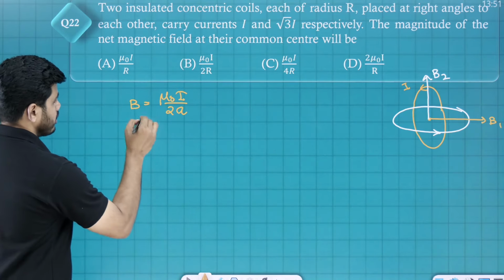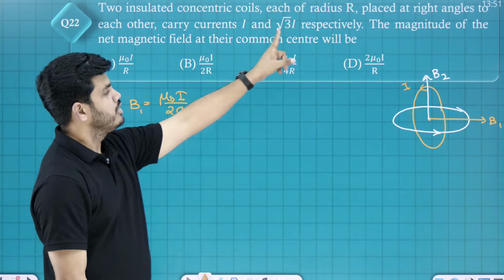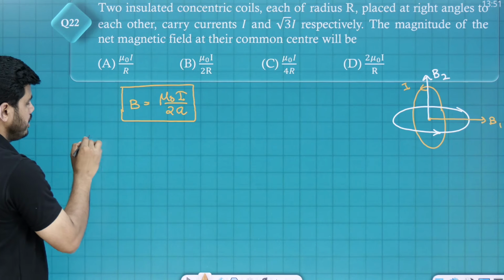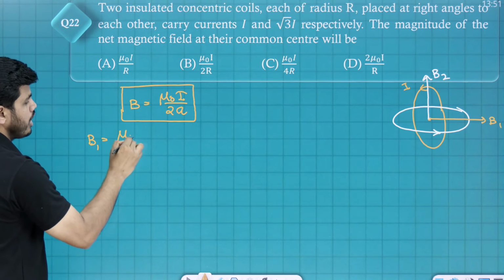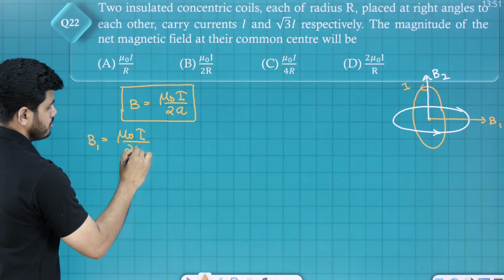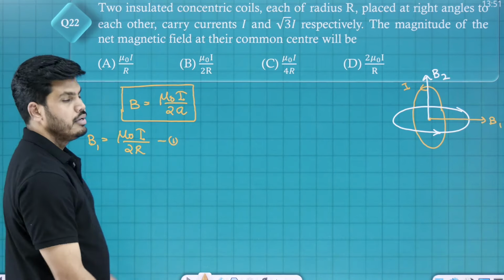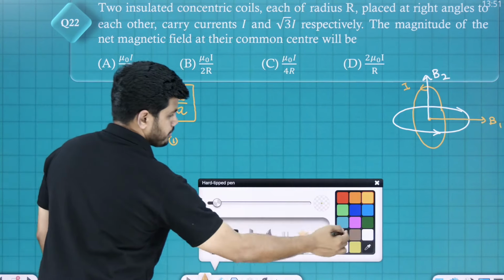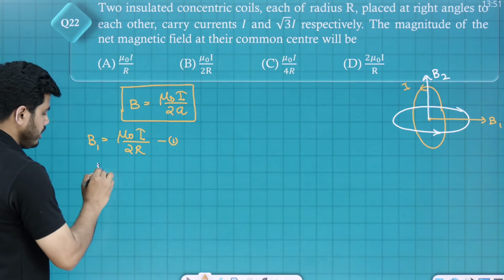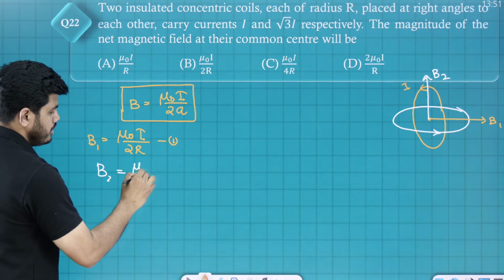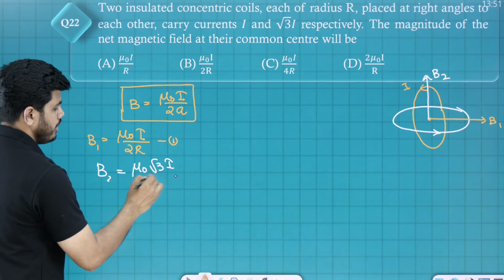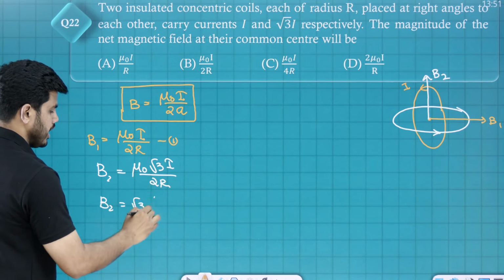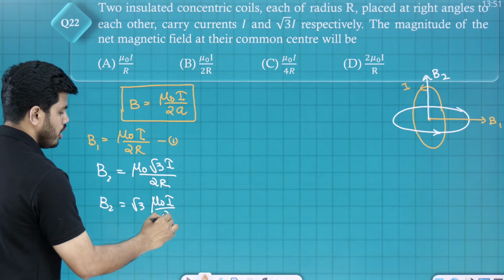So how will you find B1? B1 is going to be mu naught I by 2A. This is the equation we are going to use, right? So B1 is mu naught I divided by 2R, equation number 1, because R is the radius given. Now what will be B2? B2 is also going to be the same, except the current is root 3 times I, so B2 is equal to root 3 times mu naught I by 2R.